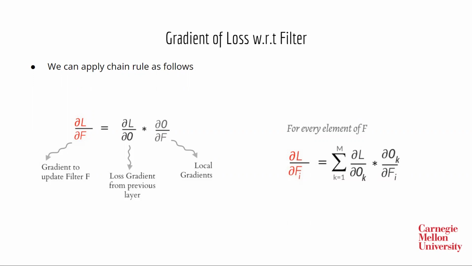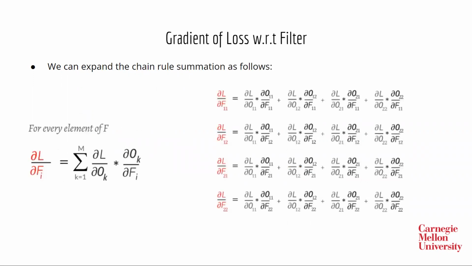So we'll expand this equation here. As you can see, the gradient of loss with respect to F11 is going to have the gradient of loss with respect to the output O11, multiplied by gradient of O11 with respect to F11. So you can follow the formula from there.